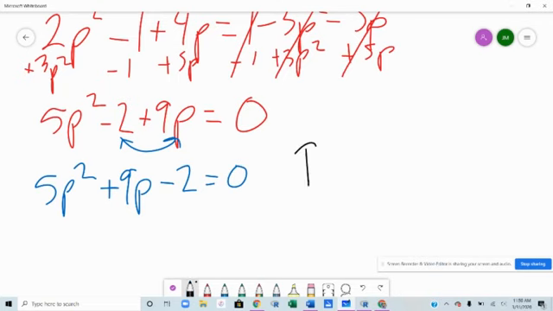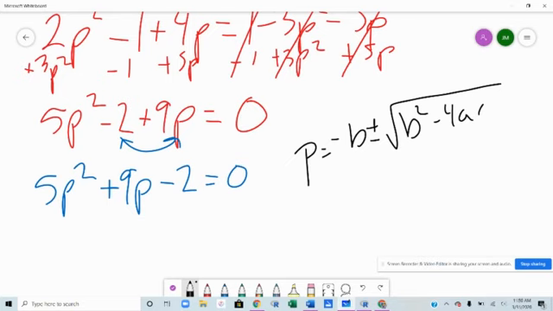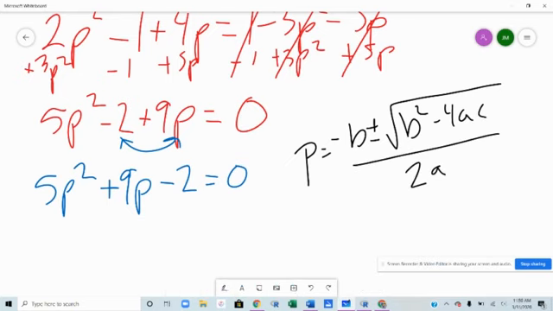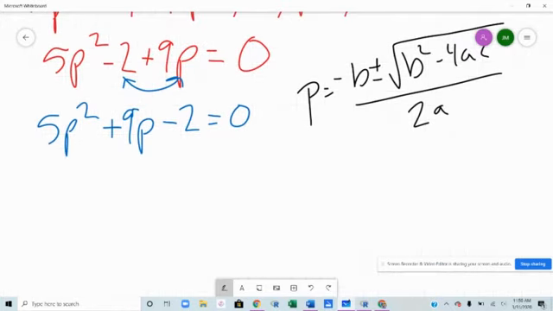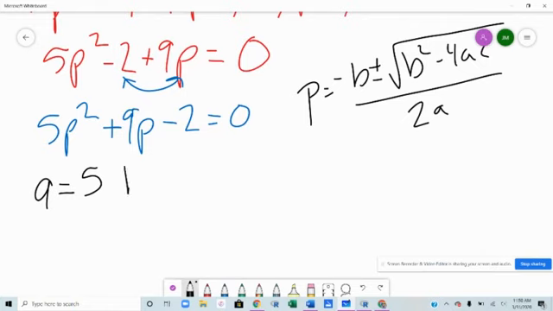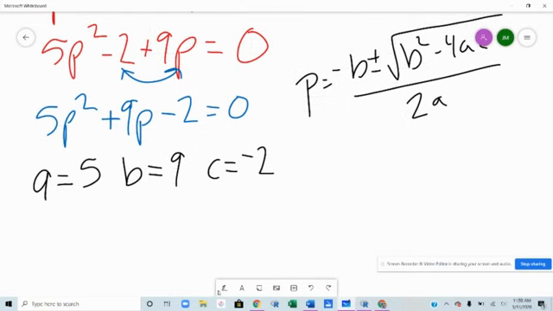So now our quadratic formula: negative b plus or minus the square root of b squared minus 4ac, all over 2a. So if we look at our equation, a is the number in front of p squared, which for us is 5. B is the number in front of P, which is 9, and C is the constant, which is -2. If you were back up here, you should have still gotten the same things. Now you should be able to plug those into your quadratic formula.